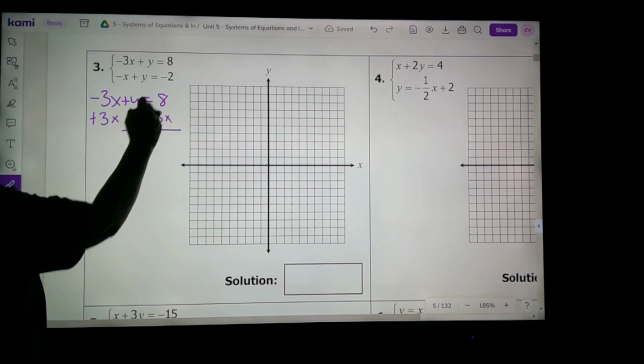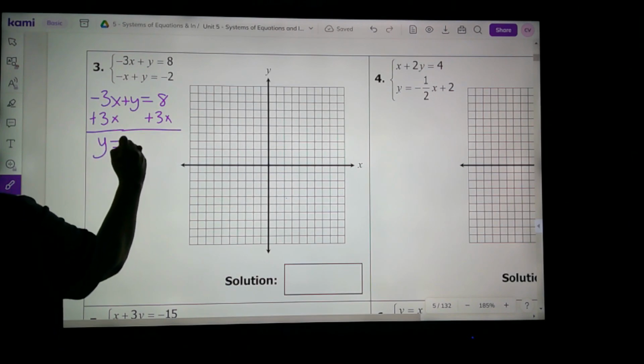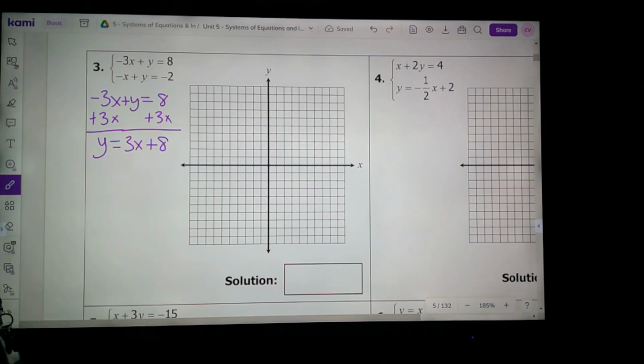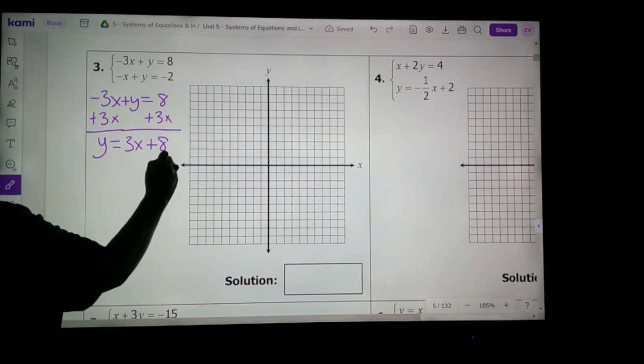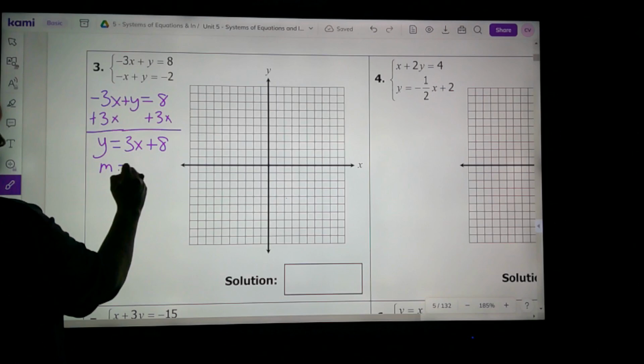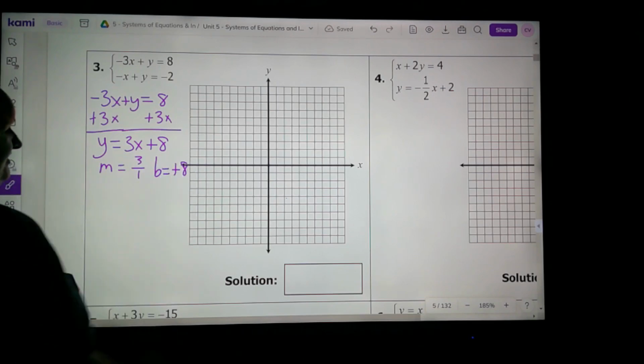I can't combine these because they're not like terms. So I bring it down. Y equals 3x. It's a positive 8. Don't forget the positive sign. Now it's in slope-intercept form. So my m is 3 over 1, and my b is positive 8.